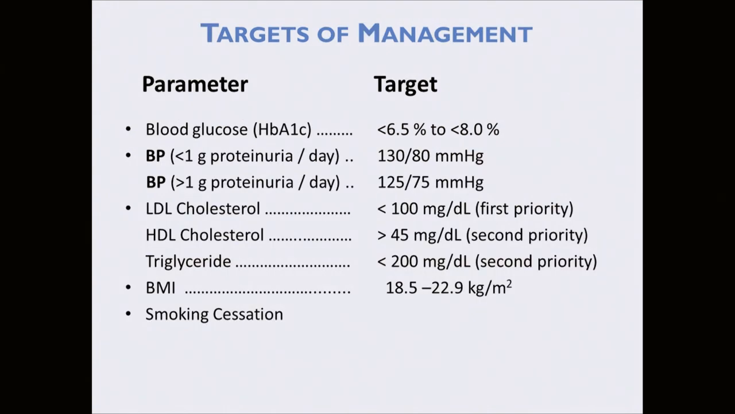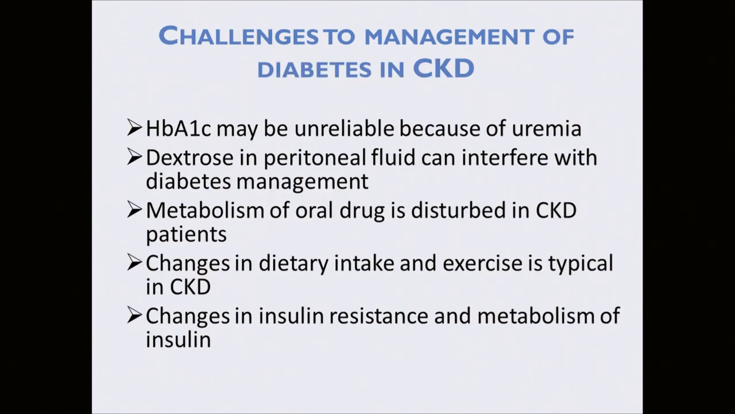In summary, targets of management: HbA1c target less than 6.5 to less than 8%. BP target, when proteinuria is more than 1 gram, then BP target is less than 125/75. And when proteinuria is less than 1 gram, 130/80. For LDL target, less than 100, preferably less than 70. And BMI, 18.5 to 22.9. Now, what are the challenges to management of diabetes in CKD?